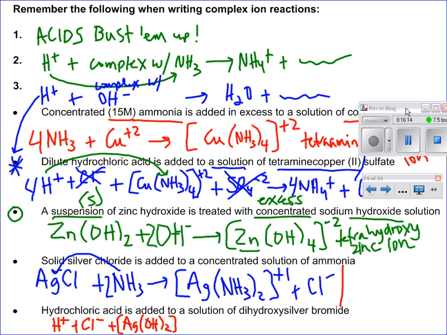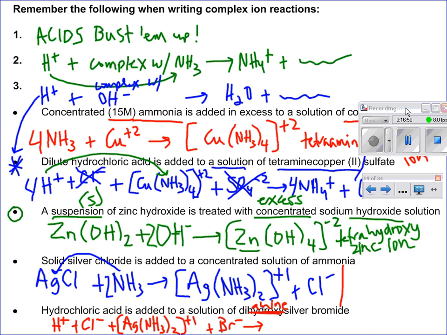Oh, this is a problem. I meant to change this last year. So go ahead and erase this. We're going to say diamine. Yeah, the bromide will not hop on because it's a negatively charged ion. So diamine silver bromide. Okay, and then what's the charge of this? Plus one, and then the bromide comes off because it's a solution of.